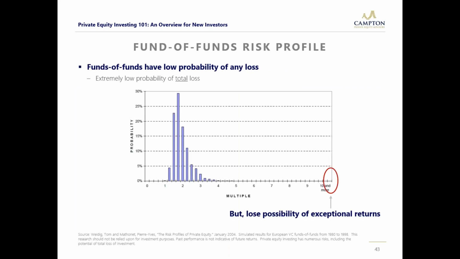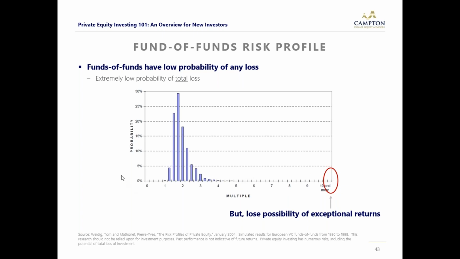Okay, so let's talk about the risk profile for a fund of funds. So as we talked about, direct investing, 30% probability of nothing. But in a fund investing, that probability went close to zero probability for a complete loss at the fund level. For a fund of funds, as you can see here, the probability of any loss is actually fairly low. But the trade-off is that the potential for big returns also goes away.